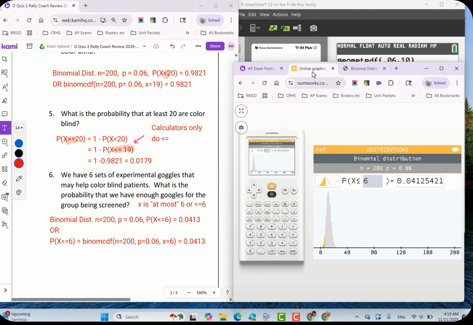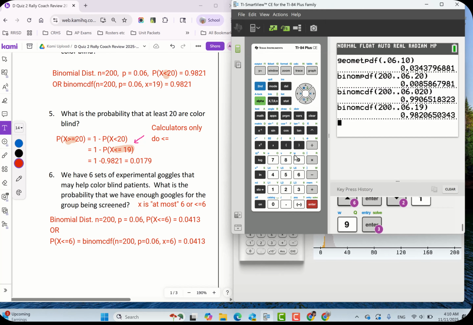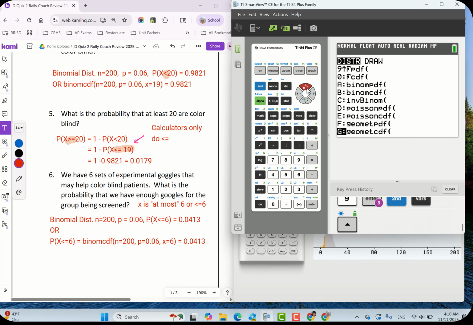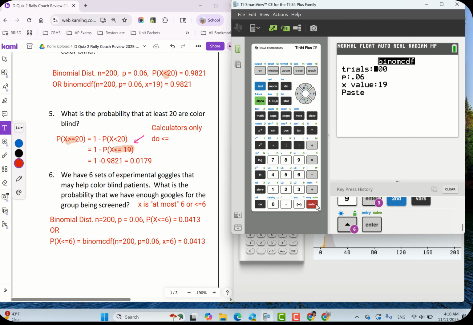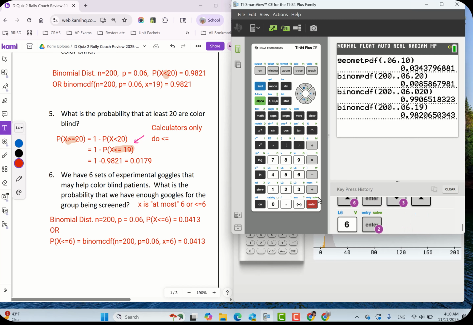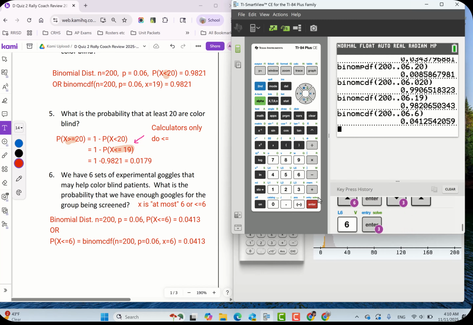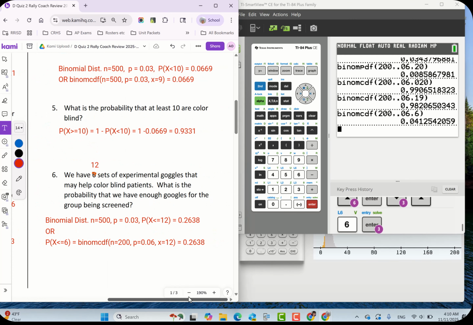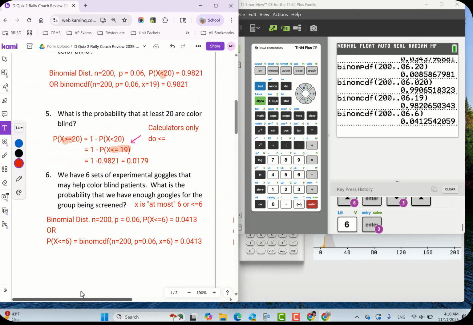0.04125. For the TI, we're going to go second distribution, binomial CDF, and then just say 6. And you get the same answer. Okay. Then I'm going to go ahead and go to the other side, partner B. And was there anything? Yeah.